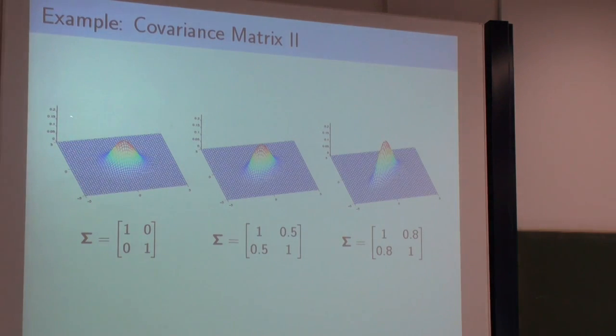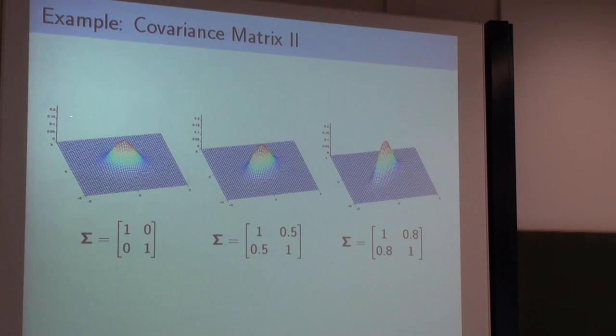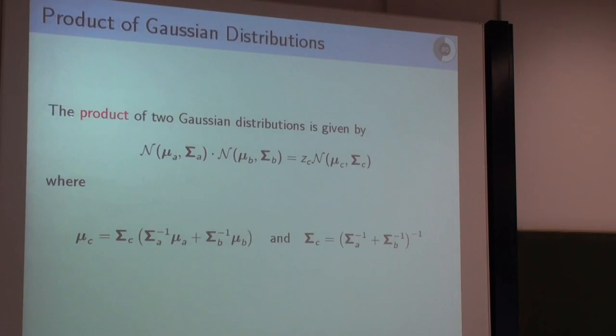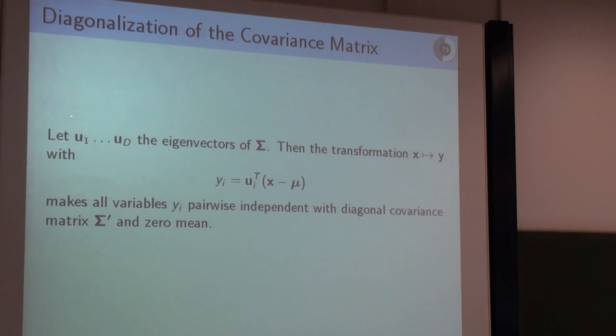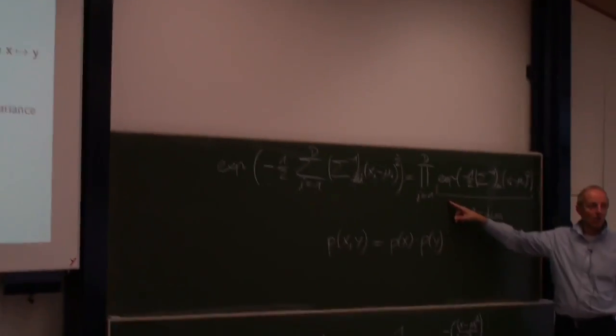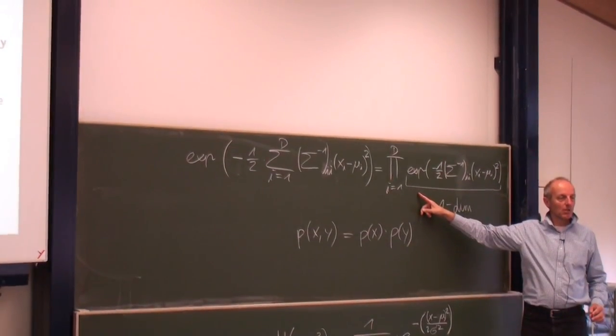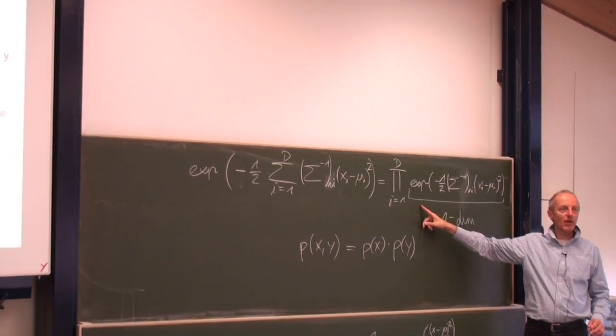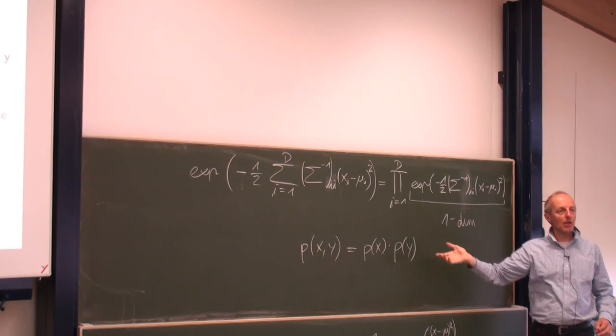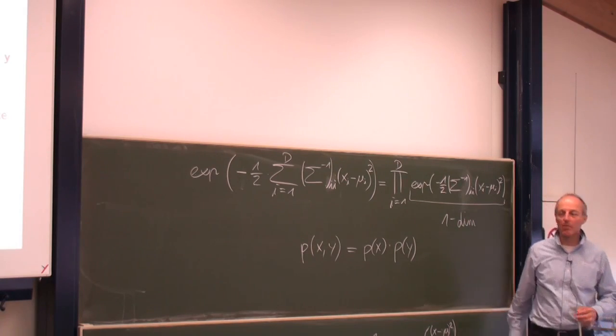And that's very important, this has the great advantage that in these new y coordinates, all variables are independent. They are independent, they are uncorrelated, and this means you can apply this factorization of the normal distribution. So the whole normal distribution factorizes into a product of one-dimensional distributions.